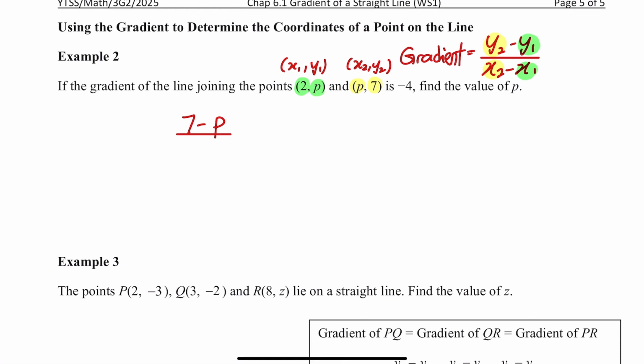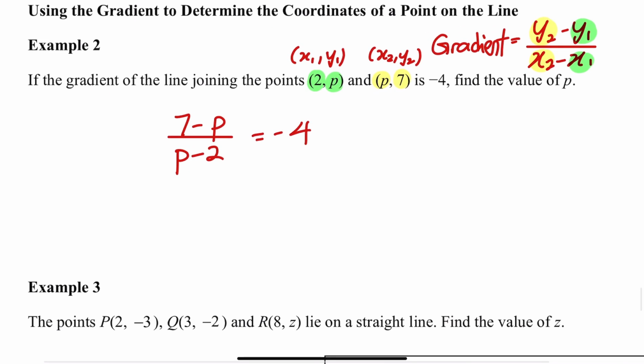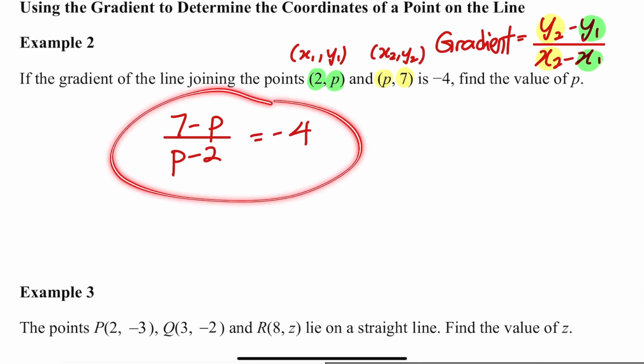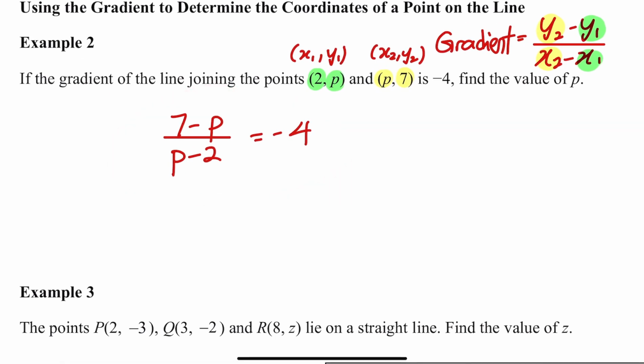over p minus 2, x2 minus x1, is equal to -4. Okay, this is what the question is saying. So very simply over here, how to solve this algebraic equation? Get rid of the fraction on both sides by cross multiplying. If I were to cross multiply, I cross upwards. -4 is -4 over 1. This will give me 7 minus p equals -4 plus 8.